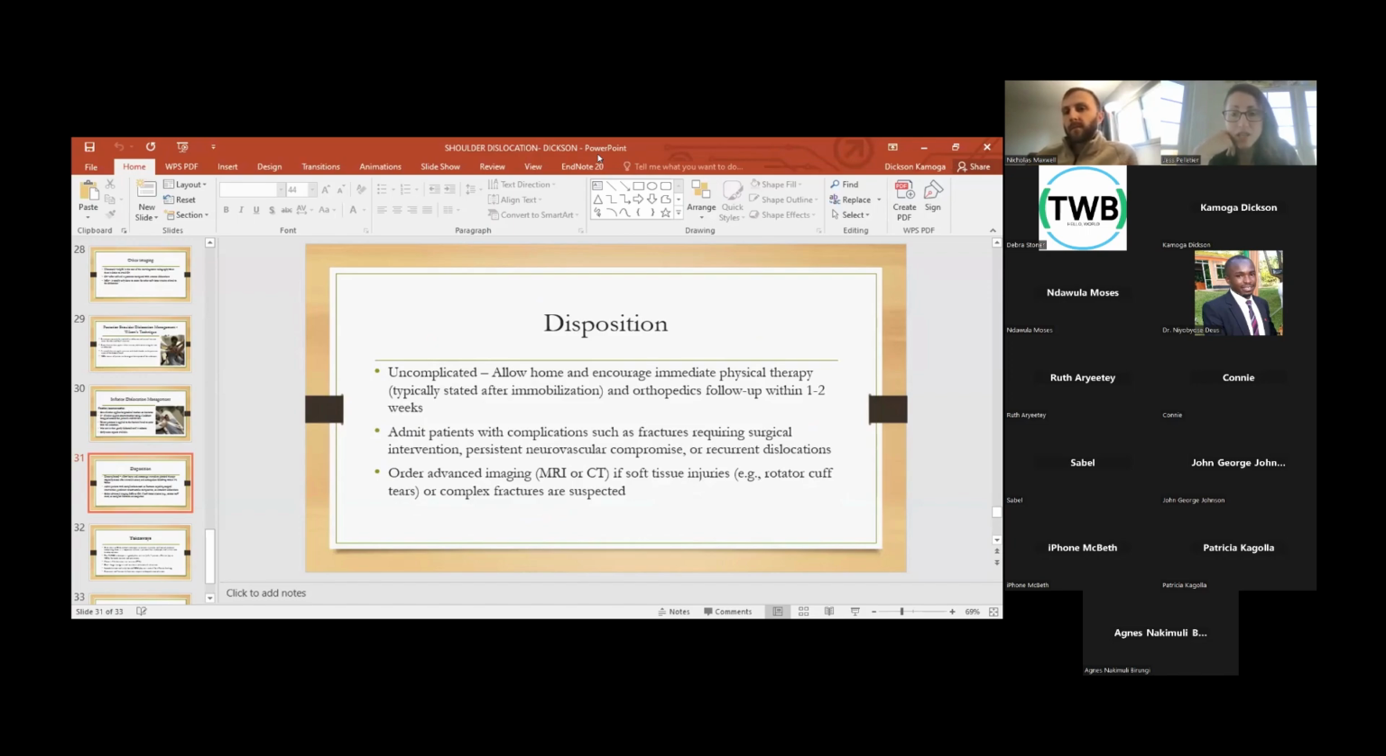And I love his point about checking the neurovascular status after you put that shoulder back in. You always need to make sure that this person still has pulses, good cap refill, that they can wiggle their fingers, and that kind of thing.